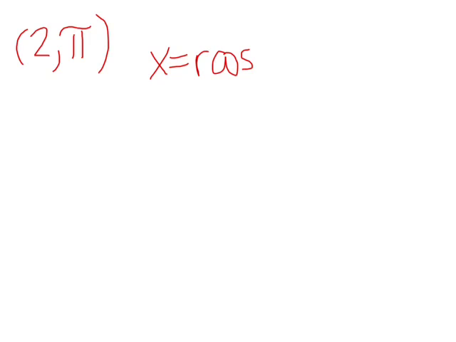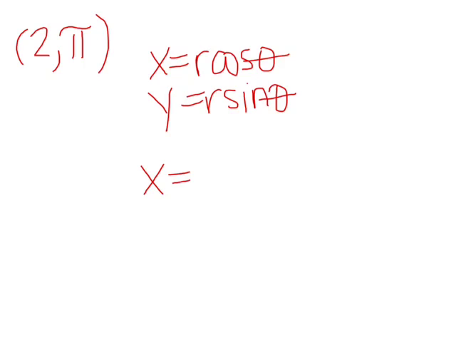Okay, so we're going to do a couple examples. First, I'm going to give you a polar coordinate, 2 comma pi. Okay. And then we're going to put this into rectangular coordinates. So let's remember our conversions. X equals r cosine theta, and y equals r sine theta. So to find our x coordinate, we're just going to put 2 times the cosine of pi. The cosine of pi is -1, so our x coordinate is -2.